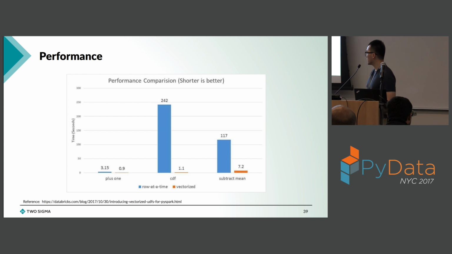We run a few different computations and compare the row version versus the vectorized version, and we can see clearly the vectorized version is much better. We achieve anywhere from 3x speed up to 100x speed up depending on the computation, and we are quite happy about the results.